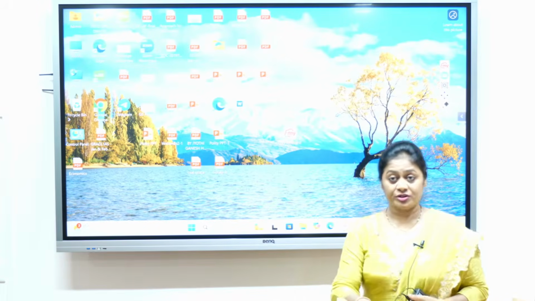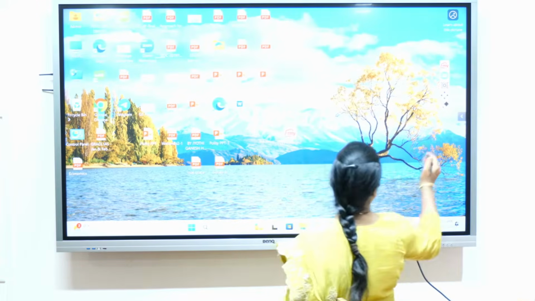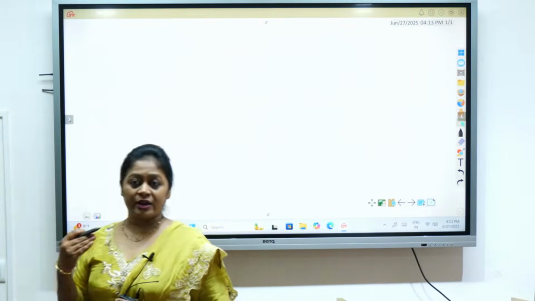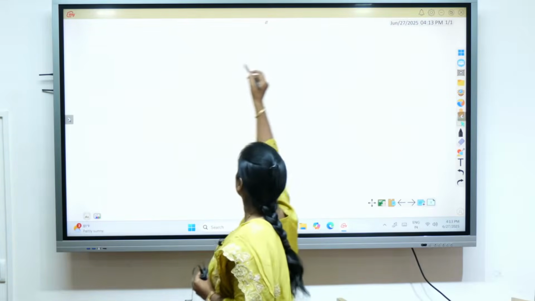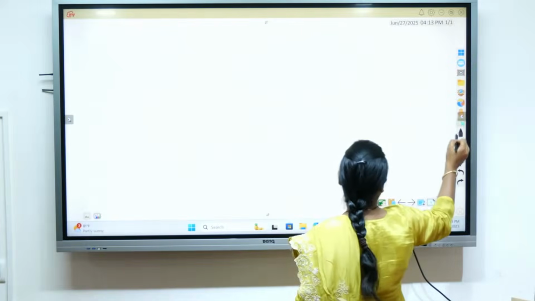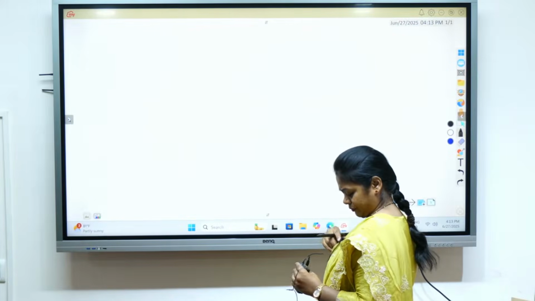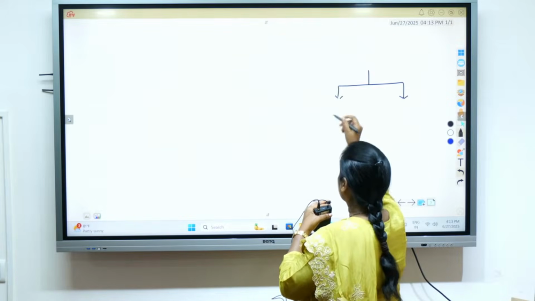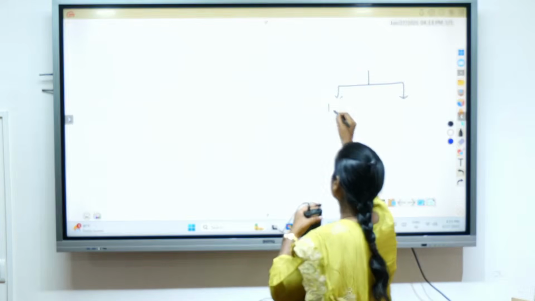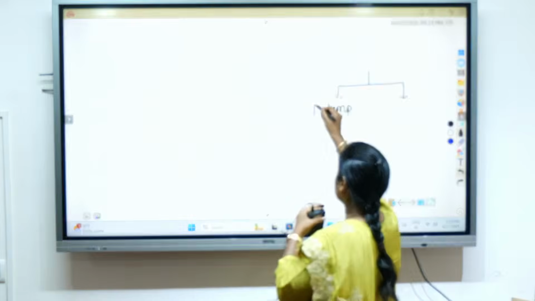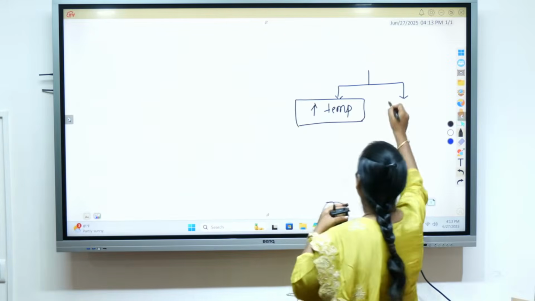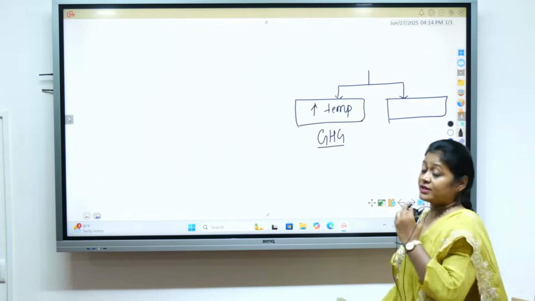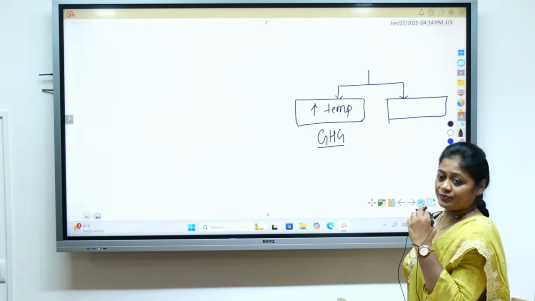Methane is a more potent greenhouse gas than carbon dioxide. It causes deleterious effects on the environment by increasing the Earth's surface temperature. Hence, it is called a greenhouse gas. And the second harmful effect of methane, what is it?